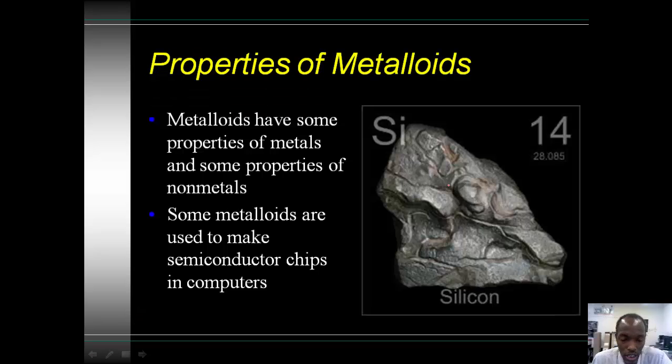Because remember, if something contains heat, you don't want it to overheat, and so you use these semiconductors so that the chips do not overheat in the computer and cause a fire or something. So you want to make sure you have that in-between quality, and that is what makes metalloids so important. So metalloids have some properties of metals and some properties of nonmetals. Some metalloids are used to make semiconductor chips in computers, as I just said. So silicon is one of these metalloids, and it's right there.